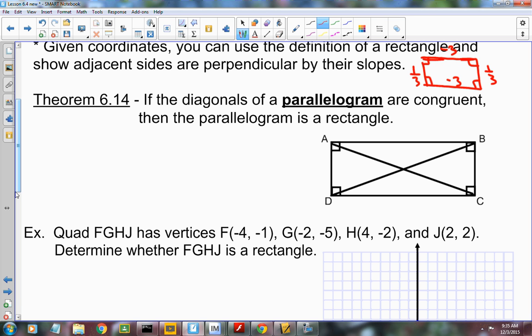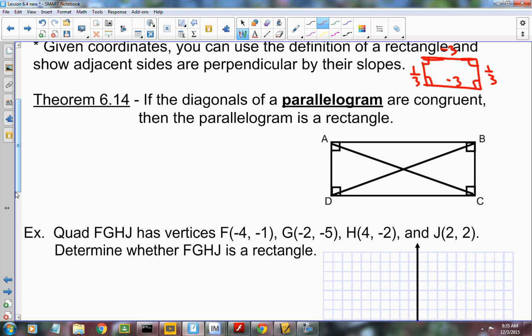If all they tell you is that it's a quadrilateral, I would not use that test because the diagonals of an isosceles trapezoid are also congruent. We haven't learned that yet, but it's not a parallelogram. So it has to be a parallelogram first, and then if the diagonals are congruent, that'll tell you that it's a rectangle.